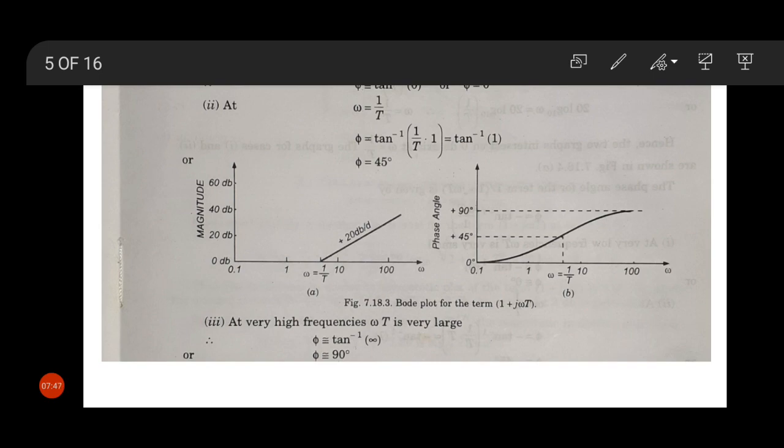So these are the phase and magnitude plots of a normal zero, that means 1 plus j omega t, or 1 plus s t.